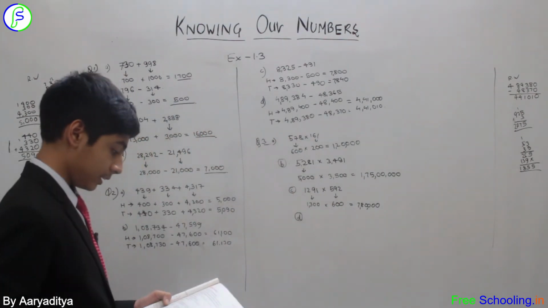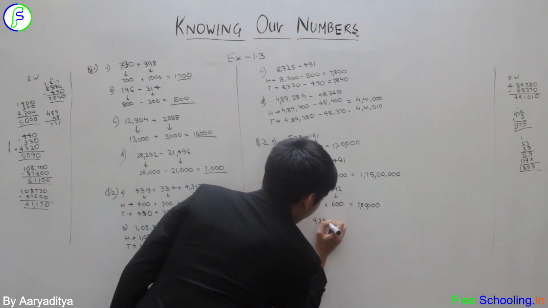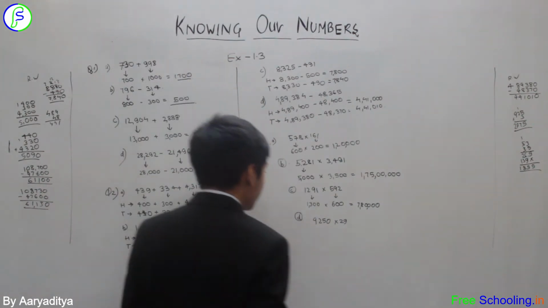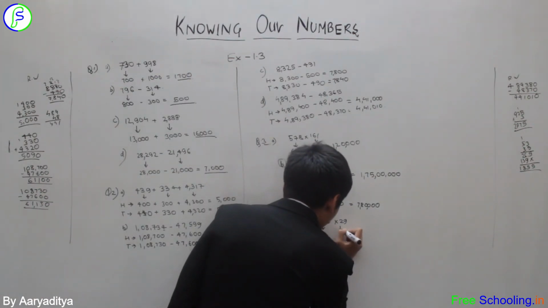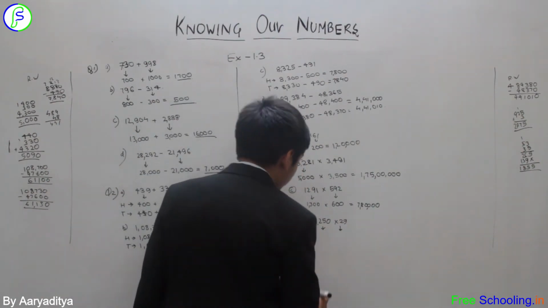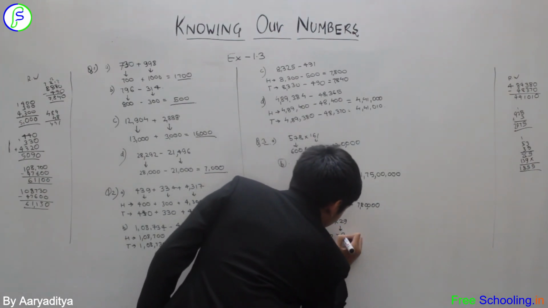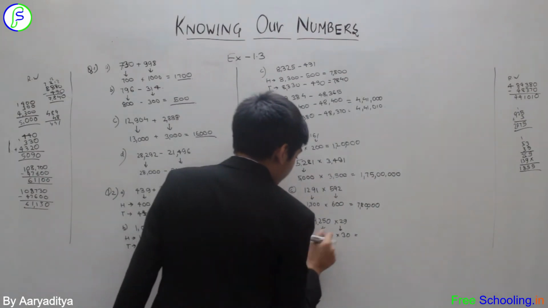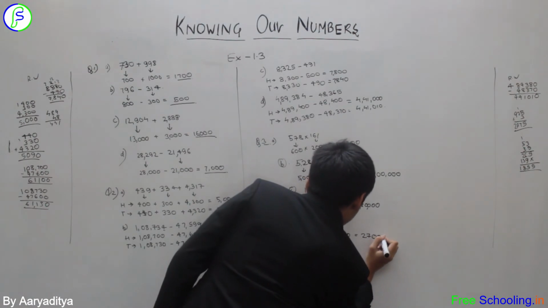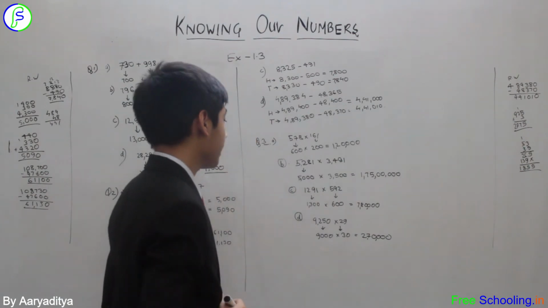Now proceeding to the D part. What does D part say? It says 9250 into 29. So first, let us estimate these. Estimating to the nearest 1000, we get 9000. Similarly, estimating this one to the nearest 10, we get 30. And at last, what do we get? We get 27. Adding 4 zeros, and now inserting commas, this is the answer, 2,70,000.